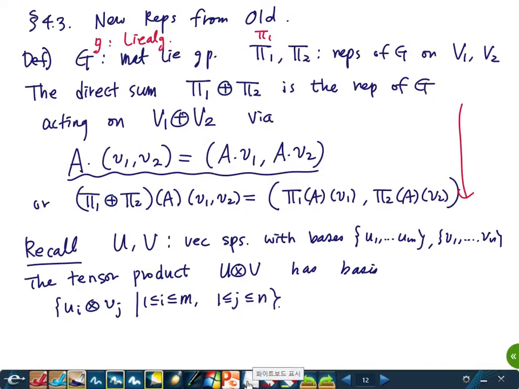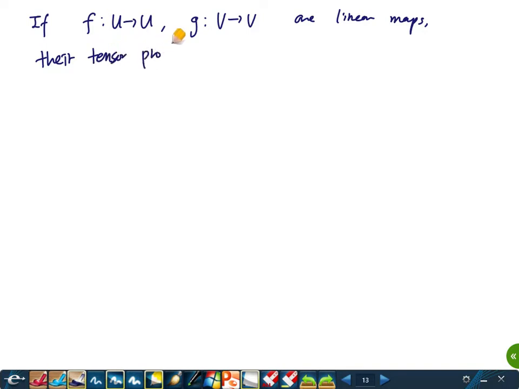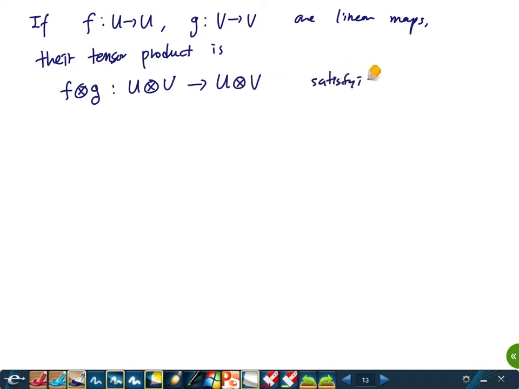And if F is a linear map from U to U, and G is a map from V to V, if these are linear maps, then the tensor product of maps is well defined, and it's denoted F tensor G, from U tensor V to U tensor V, satisfying that it sends u tensor v to F(u) tensor G(v). So we can talk about the tensor product of maps.